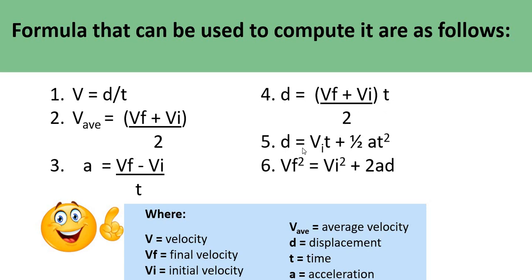Fifth, distance or displacement, or d, is equal to initial velocity, or vi, times time or t, plus 1/2, or 0.5, times acceleration, or a, times time squared, or t squared. Lastly, final velocity squared, or vf squared, is equal to initial velocity squared, or vi squared, plus 2, times acceleration, or a, times distance, or displacement, or d.